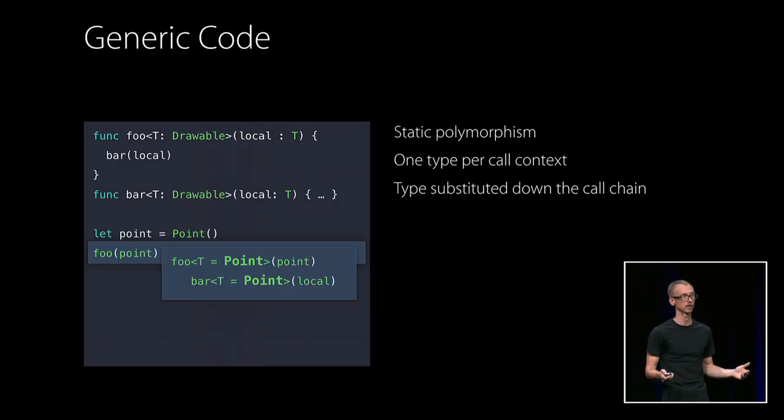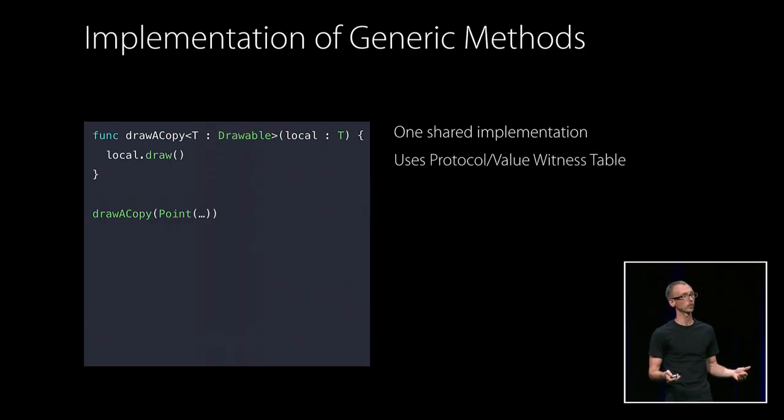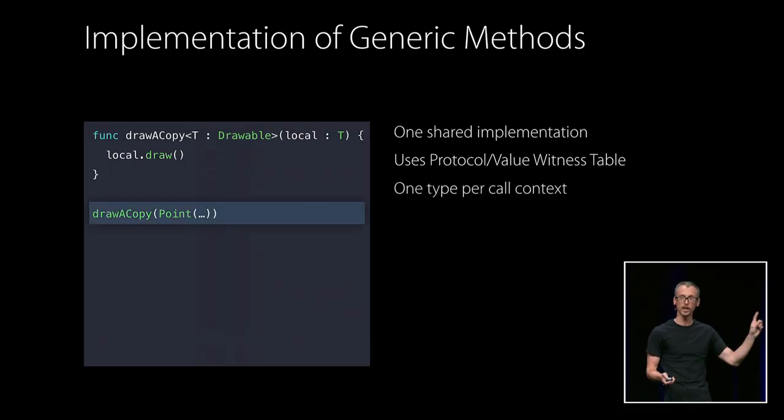So let's take a look at how Swift implements this under the hood. Again, coming back to our drawCopy function. In this example, we pass a point. Like when we used protocol types, there's one shared implementation. And this shared implementation, if I would show you the code like I did before for protocol types, would look pretty similar. It would use protocol and value witness table to generically perform the operations inside of that function. However, because we have one type per call context, Swift does not use an existential container here.